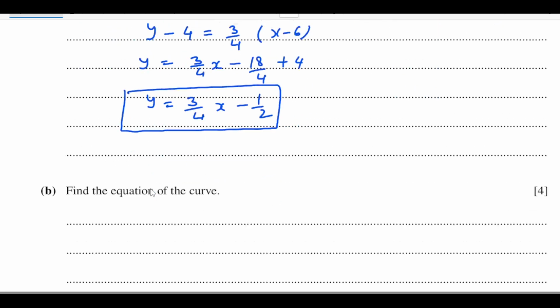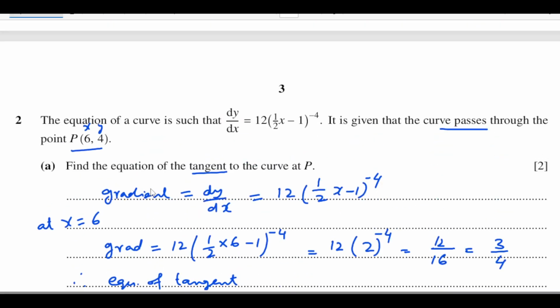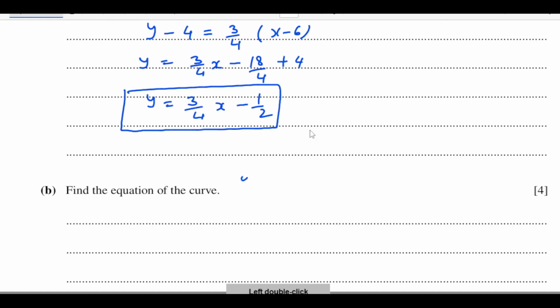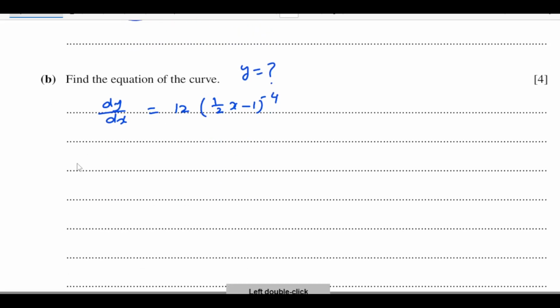Okay. Now next, find the equation of the curve. Equation of the curve means we need to have the value of y. So we have the derivative. We are given dy over dx, I will take it again. So it is 12 times (half x minus 1) to the power negative 4. So we need to integrate that to get the value.